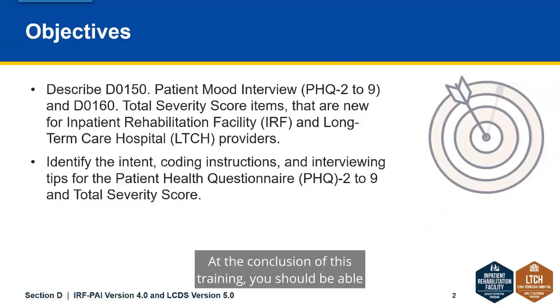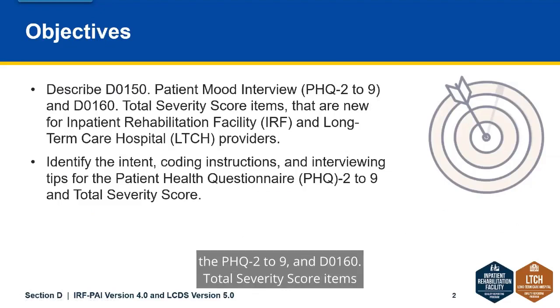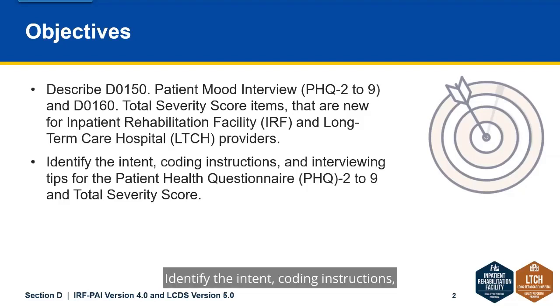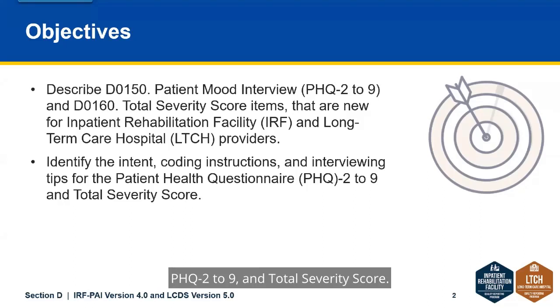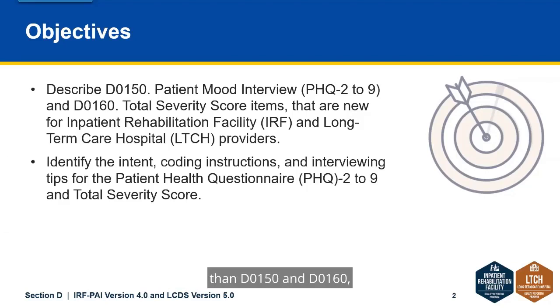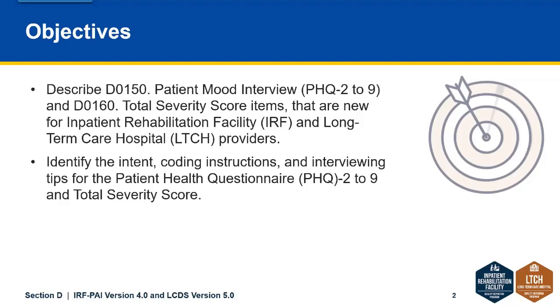At the conclusion of this training, you should be able to describe D0150 patient mood interview, the PHQ 2 to 9, and D0160 total severity score items that are new for inpatient rehabilitation facility and long-term care hospital providers. Identify the intent, coding instructions, and interviewing tips for the Patient Health Questionnaire, PHQ 2 to 9, and total severity score. Now note, Section D is comprised of more items than D0150 and D0160, but this presentation will focus solely on those two.